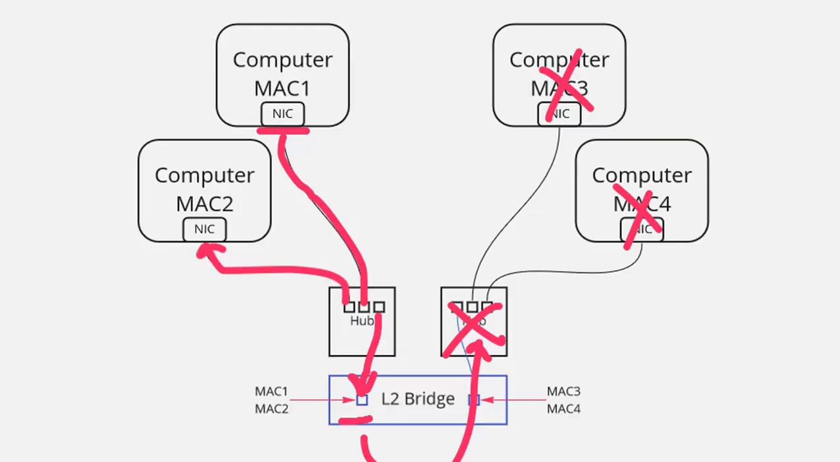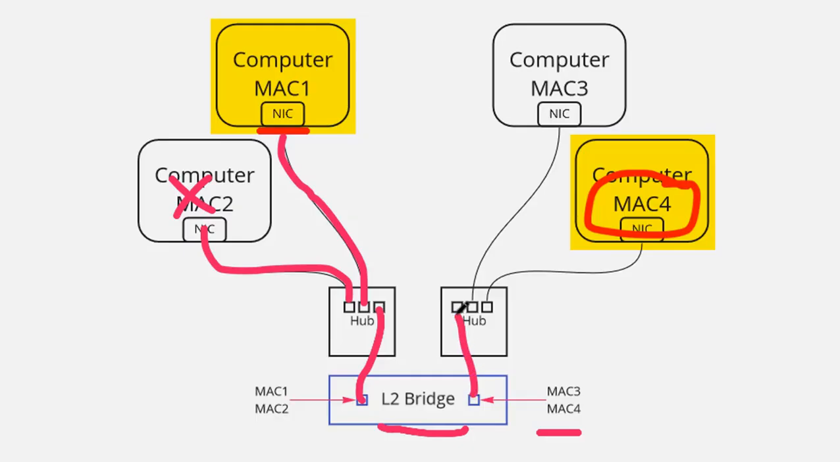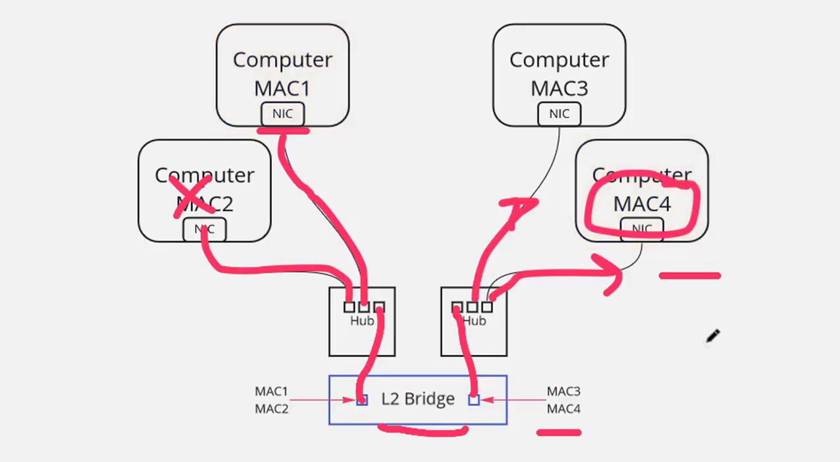If we break this down a little more, let's assume that computer 1 is trying to communicate with MAC 4. Now the hub is going to, again, repeat that out every port. This computer doesn't care because it's not the destination. But here it comes to the layer 2 bridge, and the bridge is going to say, okay, MAC address 4 is on this particular port. Let's send it along. The hub will repeat it out every port, and it will reach the destination MAC on the other side of the bridge.